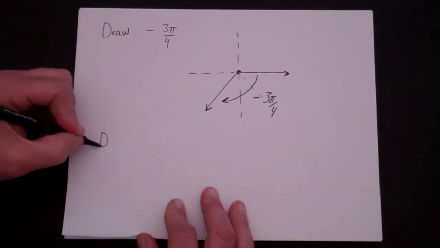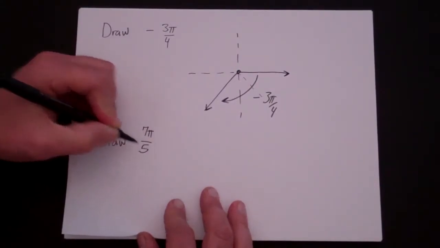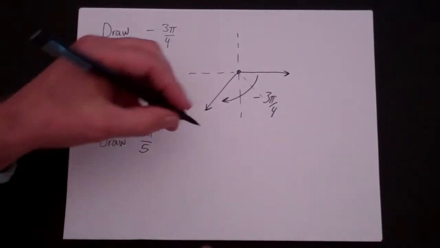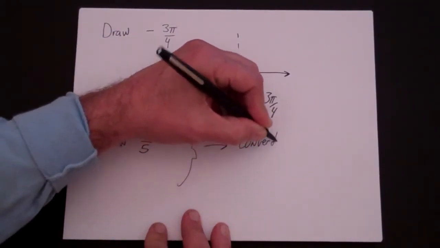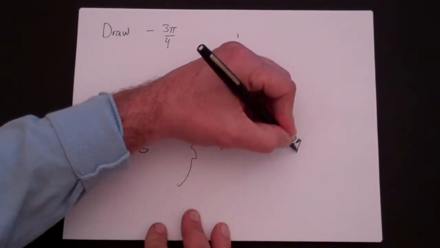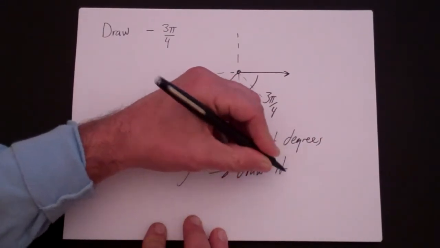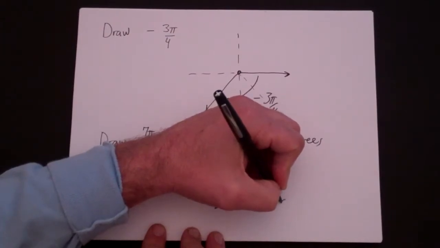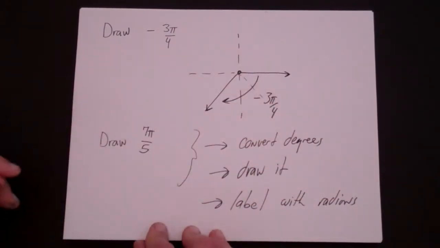A harder one to do would be, let's say, draw 7 pi over 5. Now, pi over 5 I actually don't have memorized. And you wouldn't have either. So the easiest way to do this actually is 2 steps. First, convert to degrees, and then draw it, and then label it with radians. Is that cheating? I don't think so. They're the same, radians to degrees, so that would be a fine way to do it.